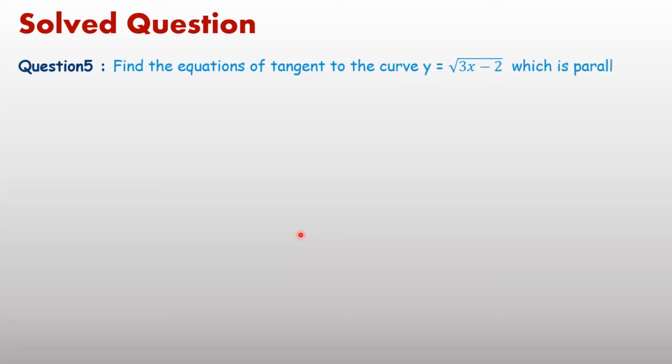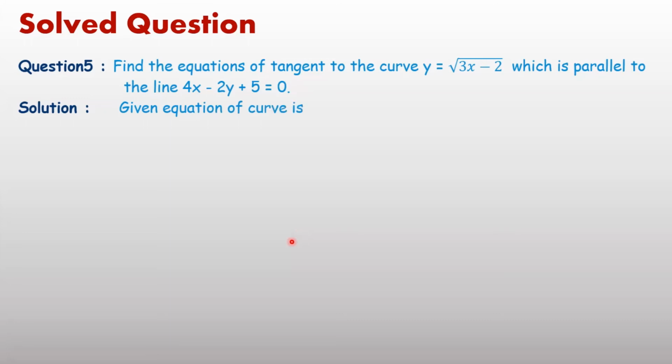Now the next question. Find the equation of the tangent to the curve y = √(3x - 2) which is parallel to the line. The question is the same as question number 4. The only difference is that in question number 4 you had to find the equation of the normal, and here you have to find the equation of the tangent. First write the equation of the curve and differentiate it with respect to x.